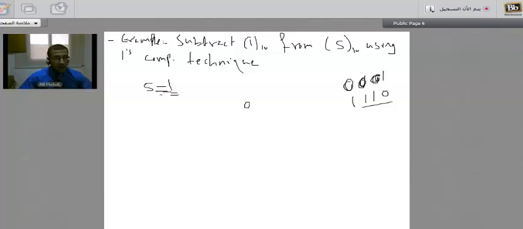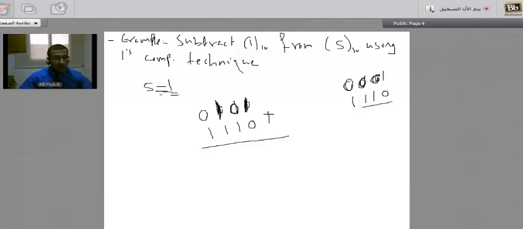The 5 is 0, 1, 0, 1. Is that right? Okay, it's 1, 0, 1, and because it is a plus, I'm going to add another 0 here. If we come to the -1, it's 0, 1, 1, 1. Now what do we do with them?